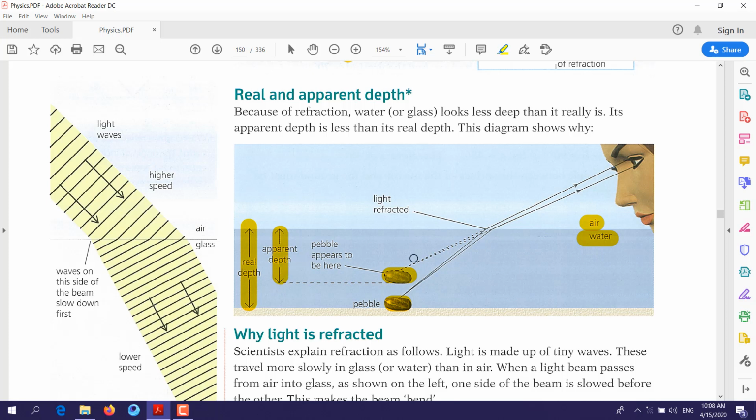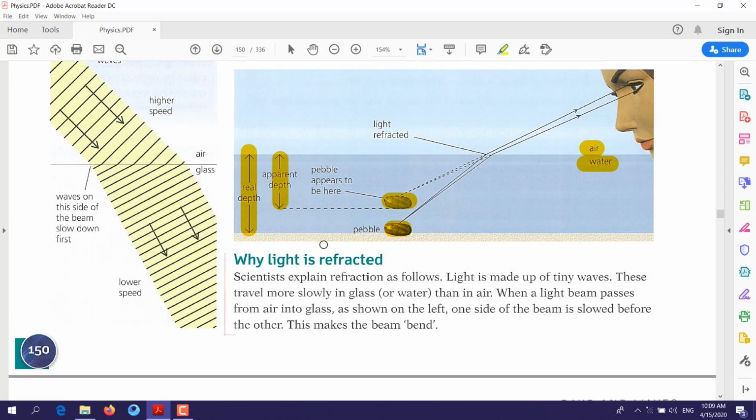So the explanation for why this is happening is refraction. Because of the refraction, the position looks different. So because of refraction, water or glass looks less deep than it really is. Its apparent depth is less than its real depth. Then, why is light refracted? Why does the light bend when it passes through a different medium?